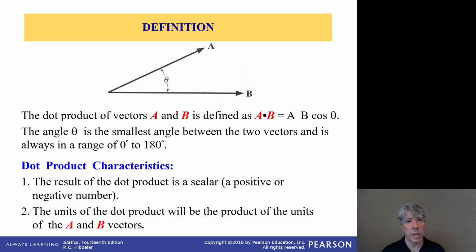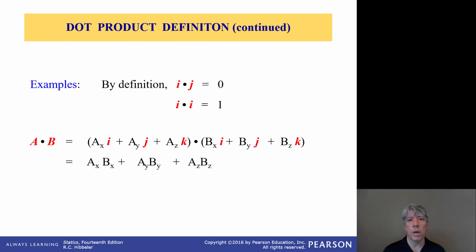Another interesting feature of it is that the units you get by performing this operation on two vectors is simply the multiplication of the units of the two vectors. So for example, if A and B both had units of feet, then the units of the dot product of A and B would have units of square feet. But if you had pounds and feet, so vector A is in pounds, vector B is in feet, then the dot product of those two would have units of foot-pounds or pounds-feet, either one.